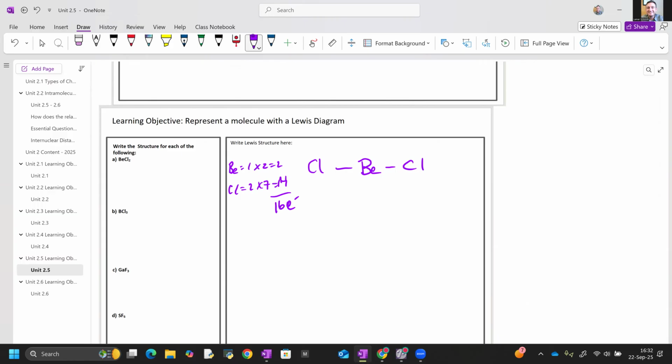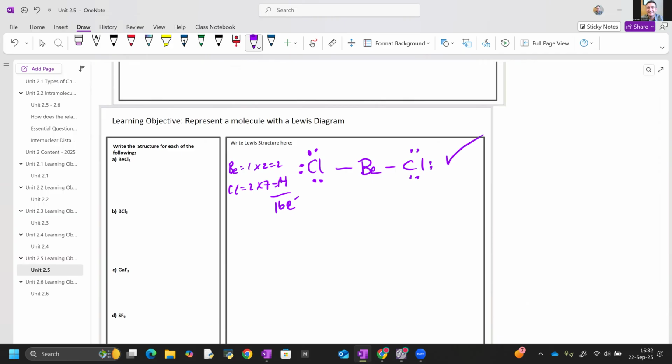So we're going to distribute our electrons until we achieve an octet, except for beryllium. So 2, 4, 6, 8, 10, 12, 14, 16. Now, normally we would say, okay, well, we need to add 2 more on beryllium, but since we know beryllium forms an incomplete octet with only 4 electrons, we're going to leave this one alone.